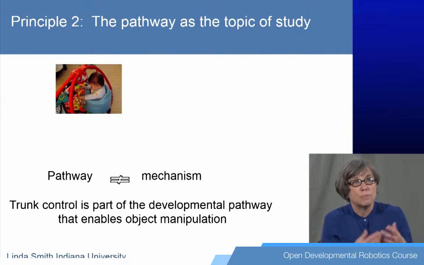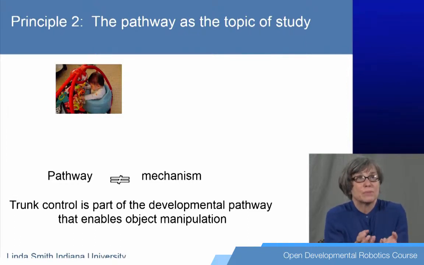And for object manipulation, trunk control, being able to sit stably, is part of the developmental pathway. It's not the mechanism through which you grab objects, but it is part of the developmental pathway. You have to go through that point to be able to sit there and play with objects. Not falling over is critical to developing an ability to handle and manipulate objects.